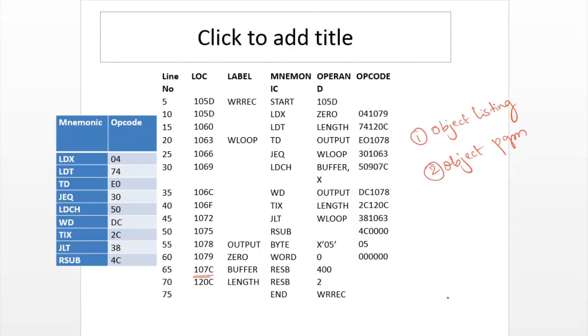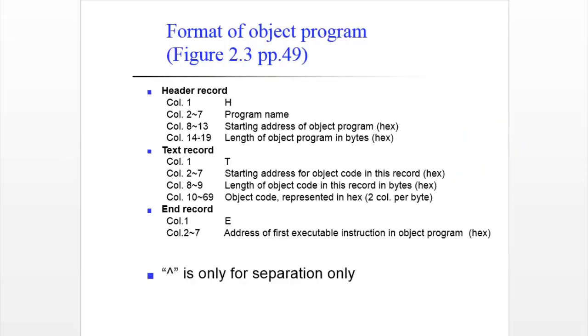So what we have generated now is an object listing. This itself we call the object listing. So coming to the object program, we have a specific format for writing the object program. This is the reference of the page number from the textbook by Leland, Elbeck and Manjula.